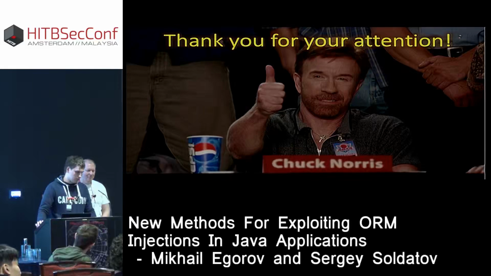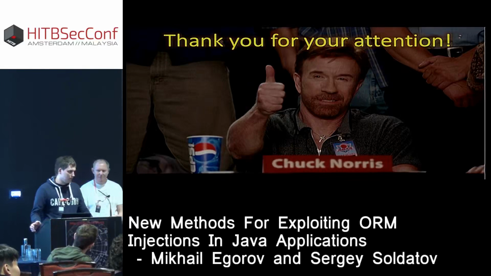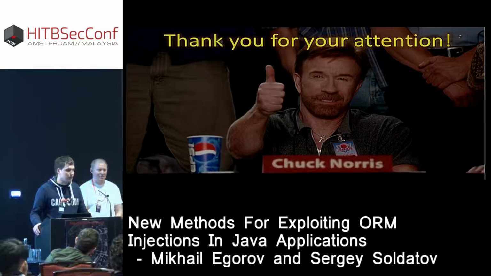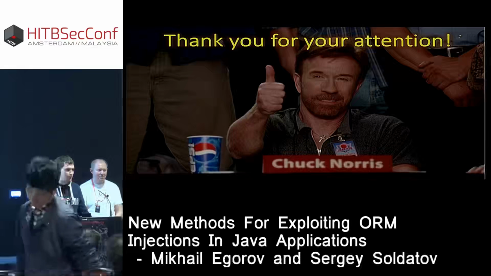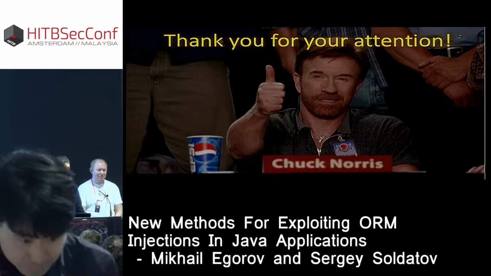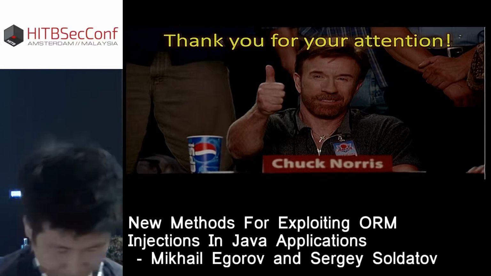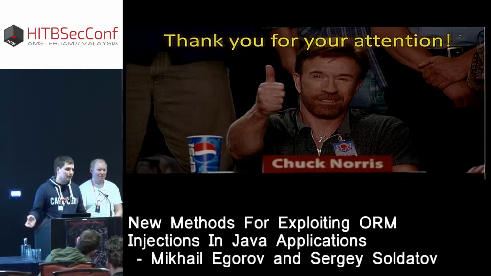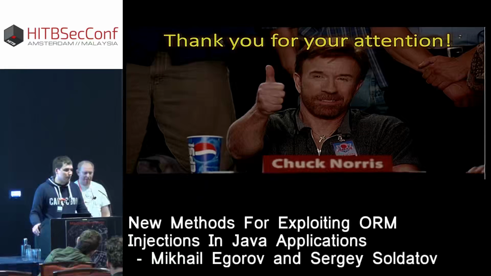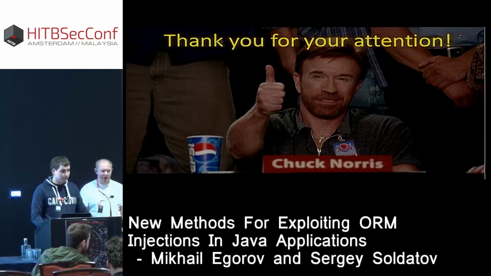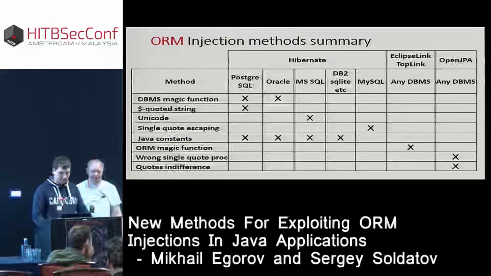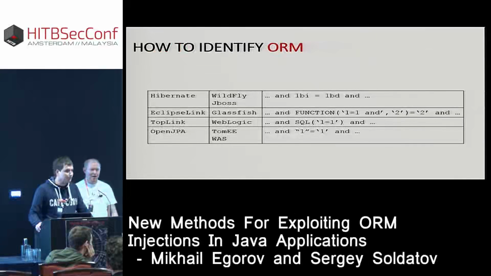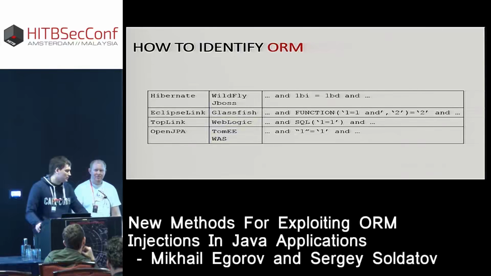The majority of Java applications now use ORM libraries, as it is incorporated into the J2EE application server. So if you can see that you are facing, for example, JBoss or WildFly, you know that this application will probably use an ORM library. Yeah, but how do you know that you have an ORM injection? How do you detect it in the beginning?